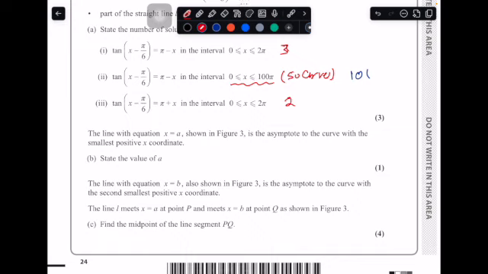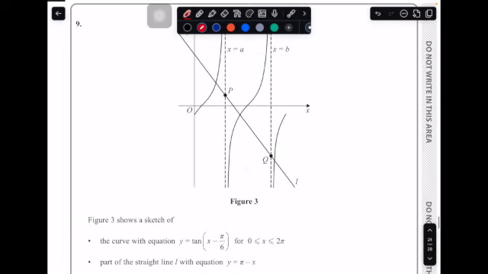Next question. The line with equation x equals a, shown in figure 3, is the asymptote to the curve with the smallest positive x coordinate. State the value of a. Looking back here, what is the value of a? It is the asymptote for the original tan graph. The original tan graph used to have the asymptote at 90 degrees, which is pi over 2.